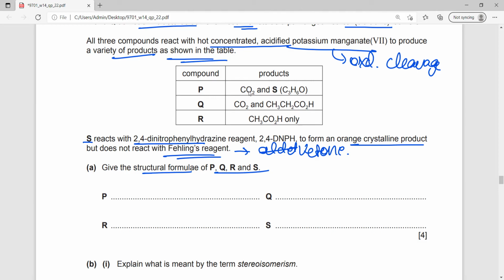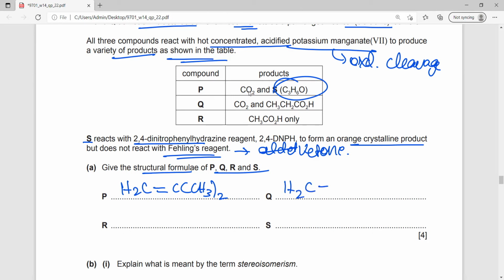P is the alkene that produces carbon dioxide upon reaction with KMnO4. To produce CO2, you would have to have two hydrogens attached to one carbon of the carbon double bond, and it produces the ketone. If it produces a ketone, the ketone's carbon should be attached to two carbon atoms, so that'll be CH3. For Q, it's the same case again.